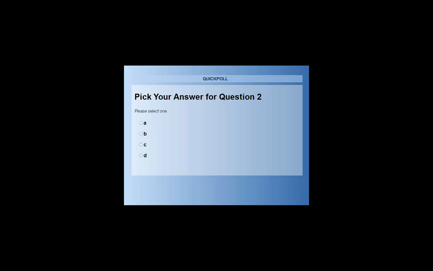I'll repeat the options for those who have not noted down the options. Option A is parallel loop VI. Option B is multiple case structure VI. Option C is state machine VI. And option D is general VI.